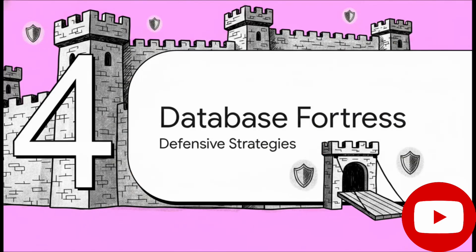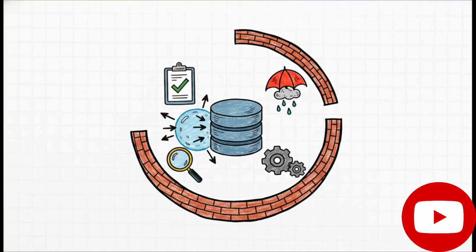Section 4, building your database fortress. All right, now it's time to construct impenetrable walls around our treasure, starting with 5 code-level defenses that neutralize malicious input before it ever becomes a problem. We've already covered parameterized queries, right? Those are your baseline. Next is strict input whitelisting. So don't just block the bad, explicitly only allow the known good.